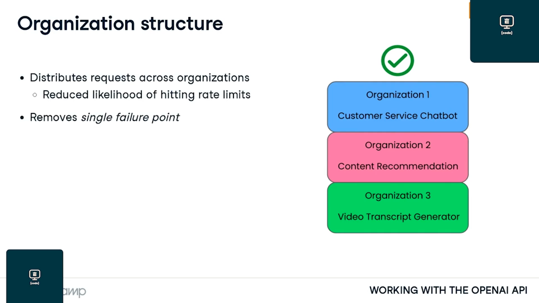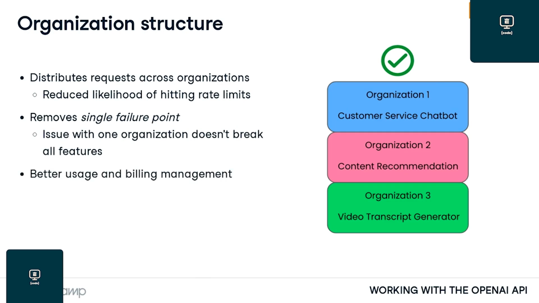It also removes the single failure point, so an issue to one organization, such as a billing issue, will only result in the failure of a single feature. Product-separated organizations also provide more granular insights into usage and billing.